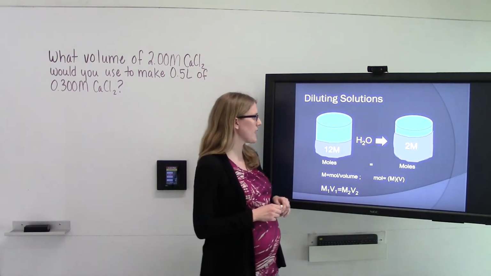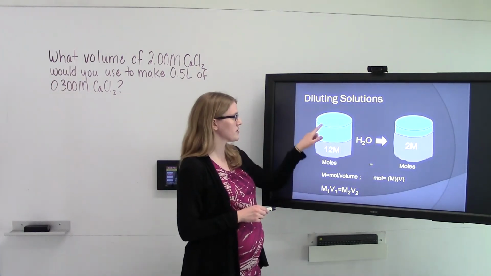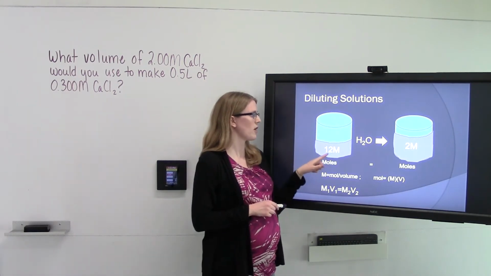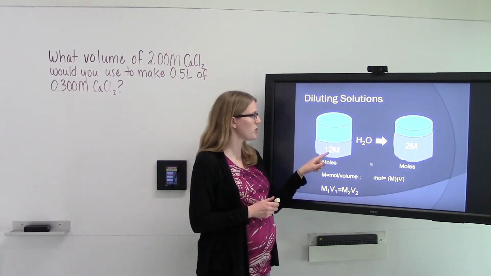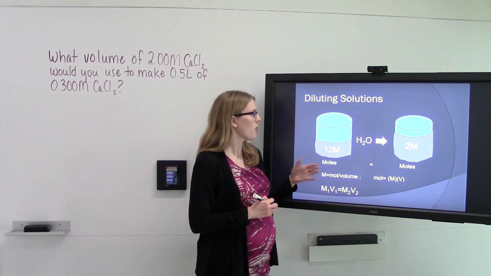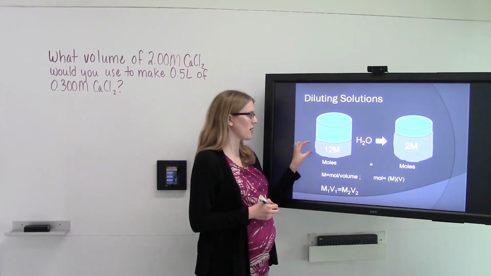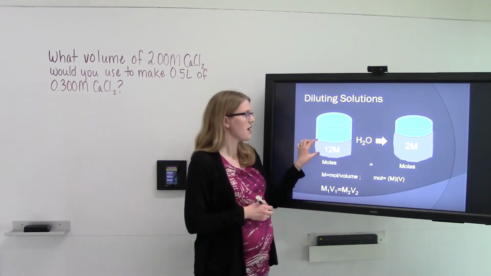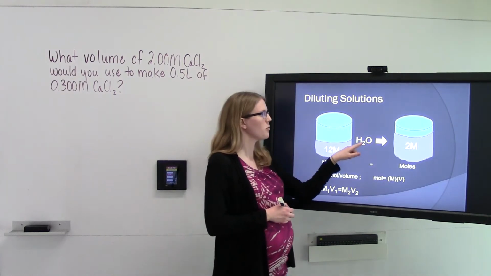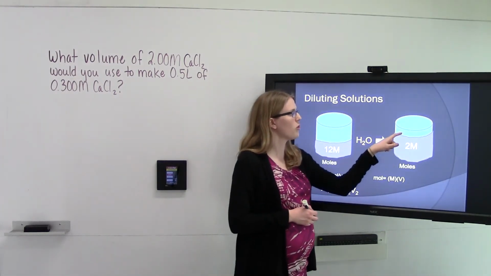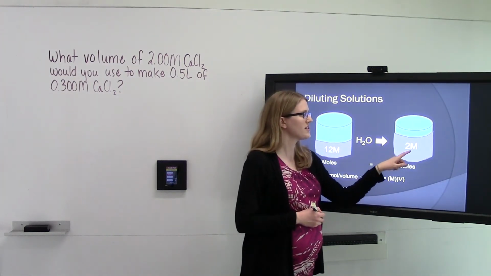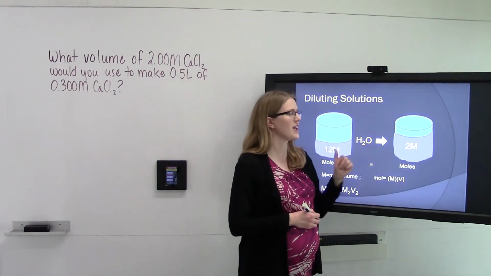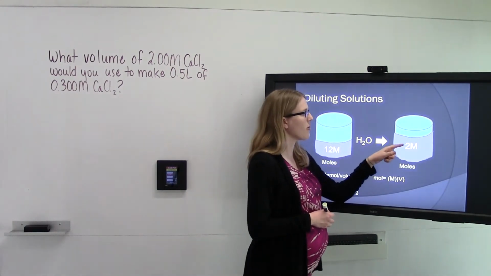So let's look at this example here. Here's our first solution. It has a concentration of 12 molar. That means that there are 12 moles of solute per 1 liter of water. So that's pretty concentrated. Now, as we go here, we are adding water. So now that there's more water, a higher volume, do you see how the concentration went down? Because we increased the volume without adding moles.